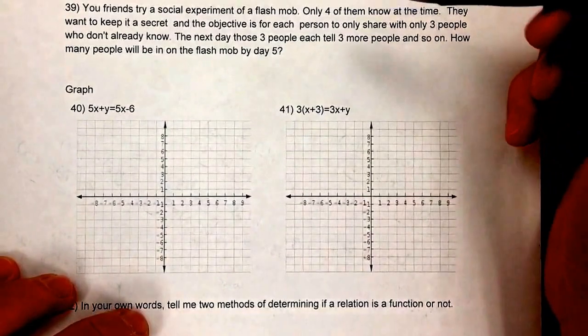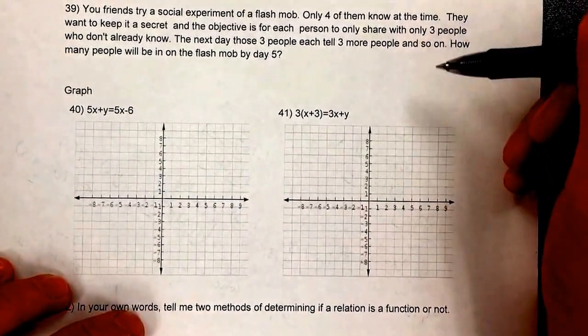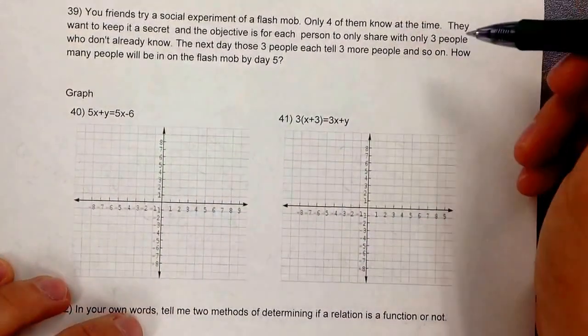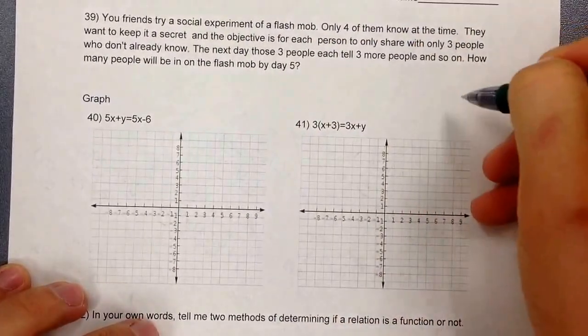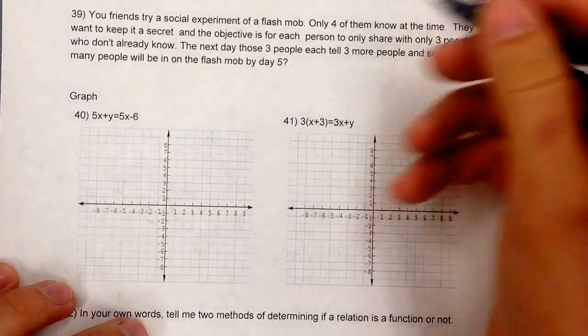Your friends try a social experiment of a flash mob. Only 4 of them know at a time. They want to keep it a secret, and the objective is for each person to share with only 3 people who don't already know. The next day, those 3 people tell 3 more people, and so on. How many people will be in the flash mob on day 5?